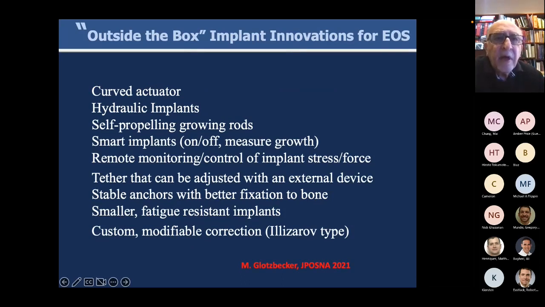So there is a lot of outside of the box implant innovations for EOS, and you can go through this list and look at the curve actuator for MCGR, hydraulic implants, self-propelling, propagating growing rods are all through this list. And I think those are thoughts and sort of innovations, but none has been really a true response or true answer to the question that we're dealing with.